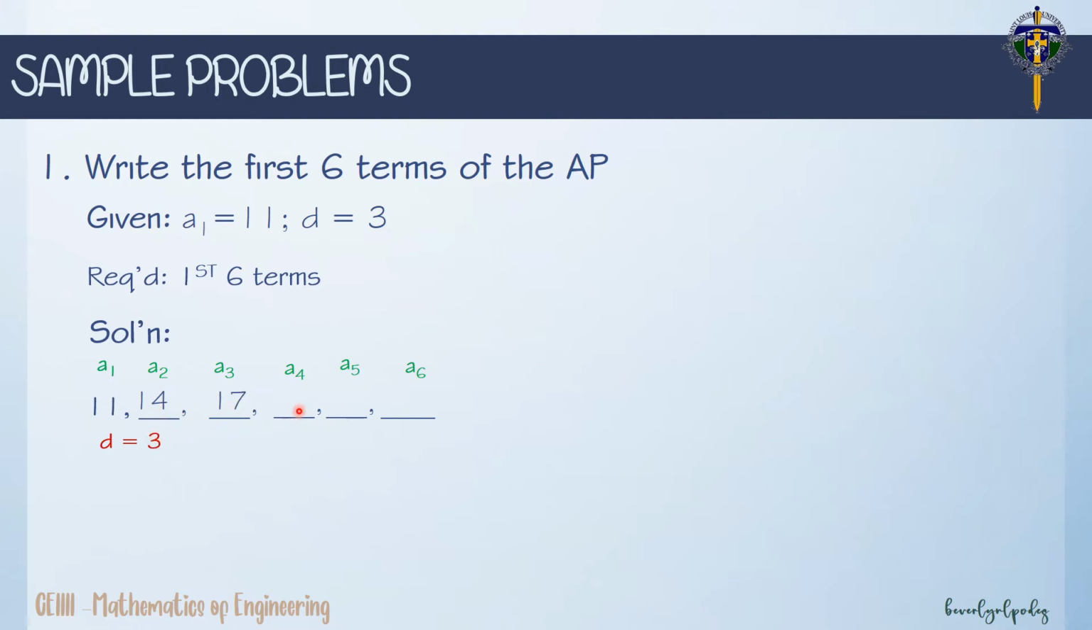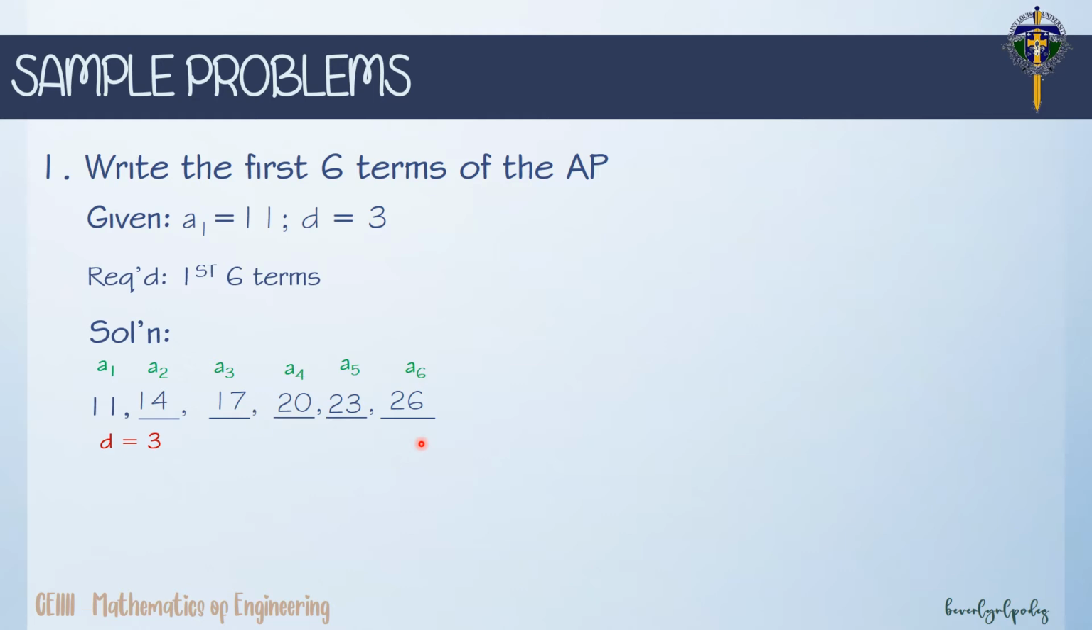Same with the fourth term. That is the summation of the preceding term, 17, plus the common difference, 3, that is 20. And for the fifth term, summation of the preceding term plus the common difference, 20 plus 3, that is 23. And for the last term, which is the sixth term, that is simply 23 plus the common difference, which is 26. So from there, we have the first 6 terms.